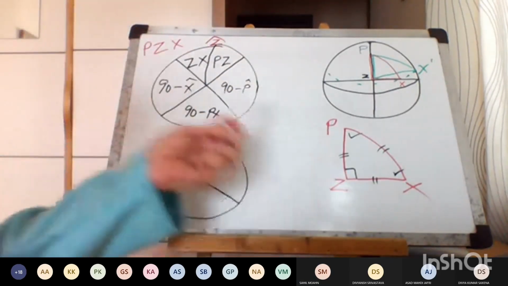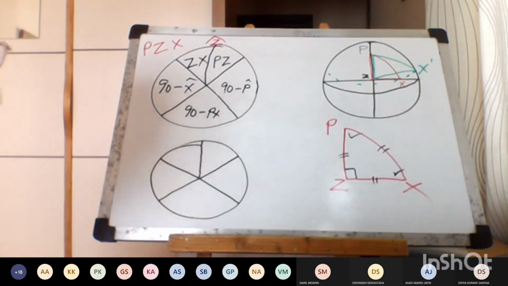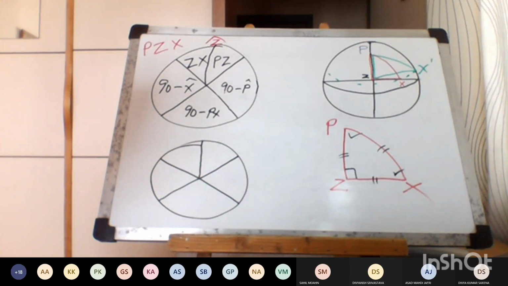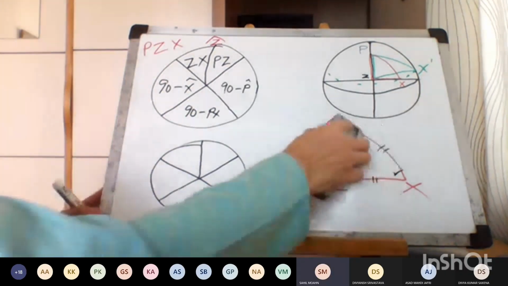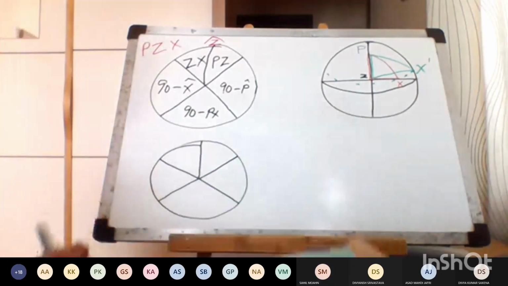Anyone has any question on drawing this Napier diagram, relating to the spherical triangle, the red one? Yes or no? No, sir. Okay. So now let's go to the other option.